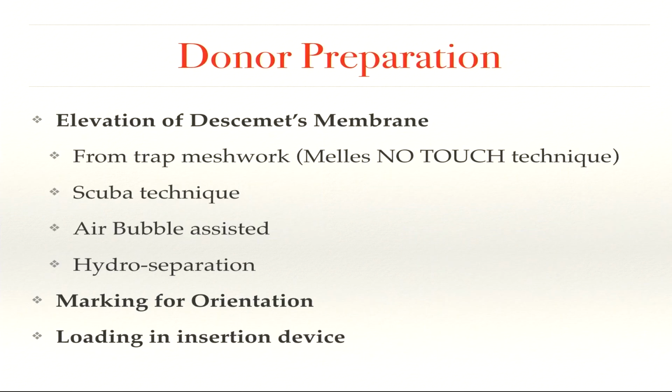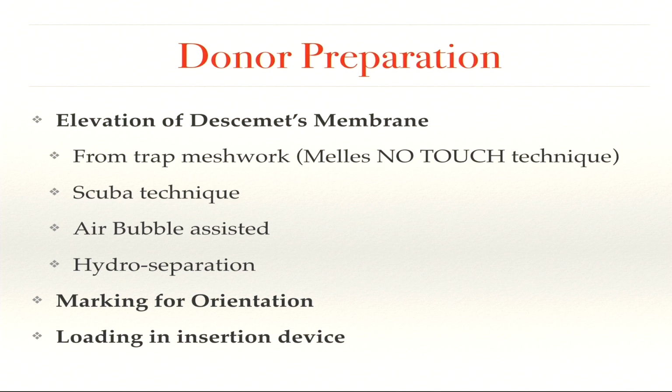So the donor preparation essentially involves three steps. One is you have to lift the Descemet's membrane off the Dua's layer. That's trabecular meshwork, not trap meshwork. So you could use Melles' no-touch technique, which is the originally described technique, in which he basically strips the entire Descemet's from the trabecular meshwork centrally throughout, and then transfers the entire sheet onto a contact lens and then refines it. That's one way of doing it. I personally have not found it very repeatable, so I've stopped doing that.